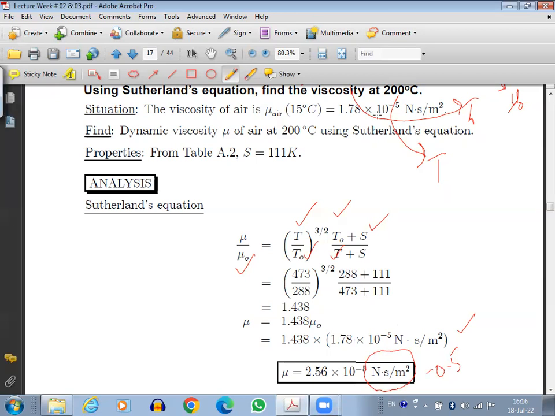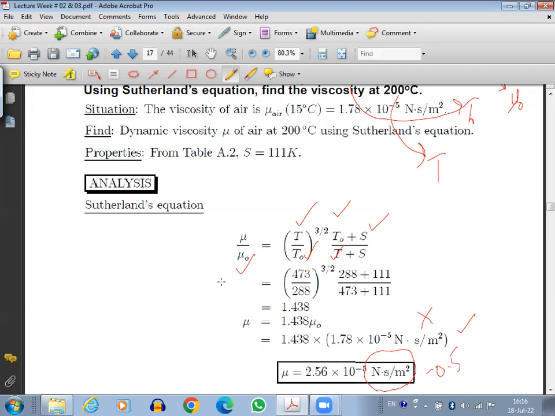So make sure that you write the correct unit. You don't need to write the unit anywhere up. Here it is written Newton second per meter square. In this step, it was not needed. Here, just in the final answer, or wherever you are doing the calculation, at the end of the calculation, you have an answer.